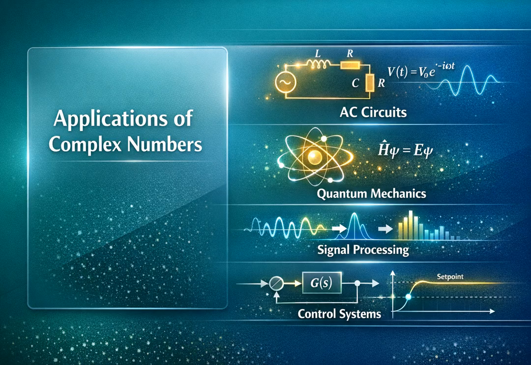Complex numbers have countless applications. In electrical engineering, they analyze AC circuits using impedance. In quantum mechanics, wave functions are complex valued. Signal processing uses complex numbers for Fourier transforms. Control systems use them for stability analysis. They're essential tools in modern science and engineering.